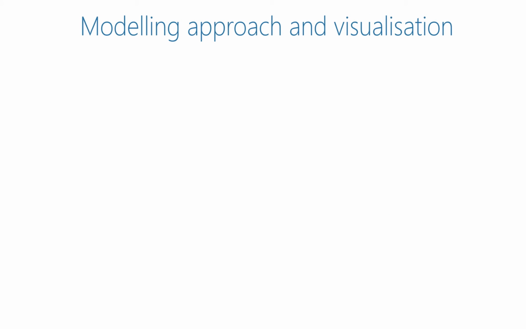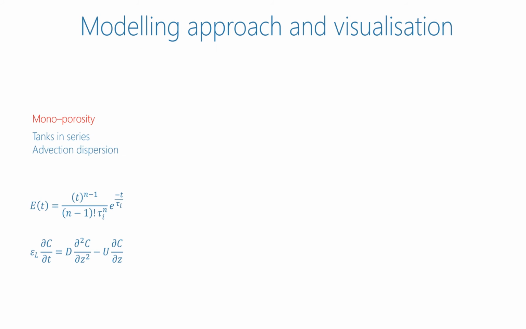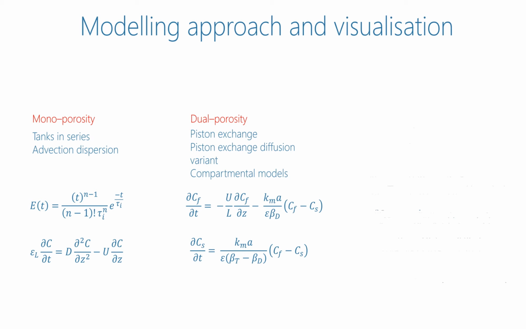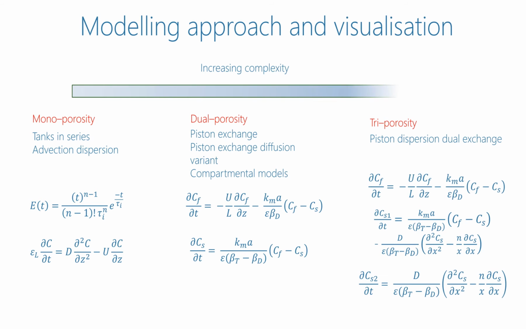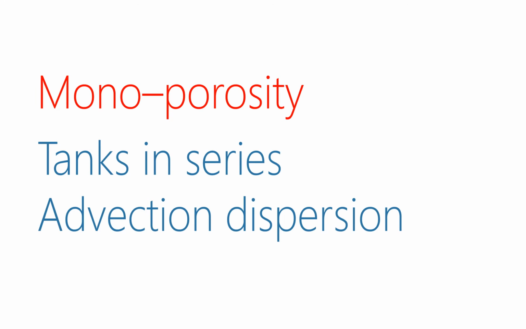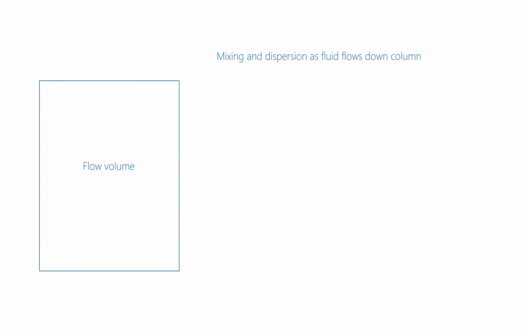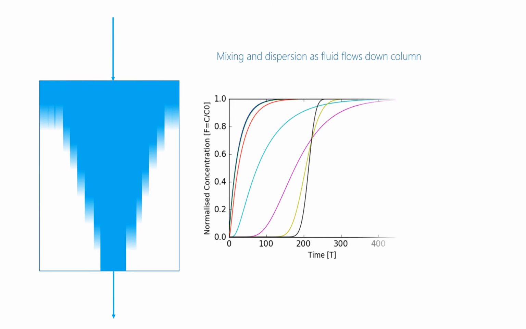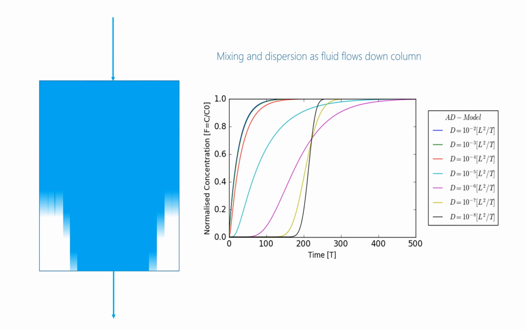My current modeling approach is to make use of monoporosity, dual porosity, as well as triporosity models, with the complexity increasing as you move from left to right. For instance, your monoporosity models assume that you have a singular flow volume and that as your fluid elements flow, they undergo dispersion or mixing. Unfortunately, in certain cases, it has been found that these models are inadequate for more complex systems.